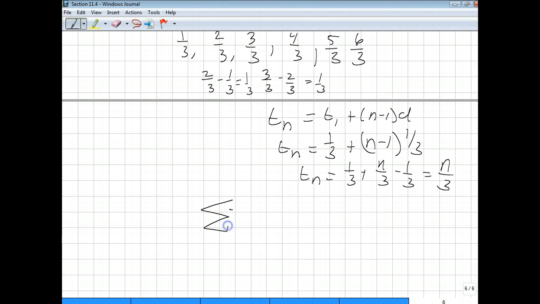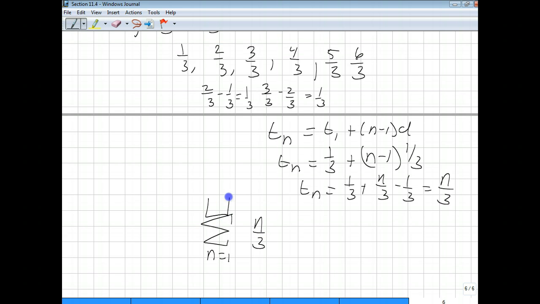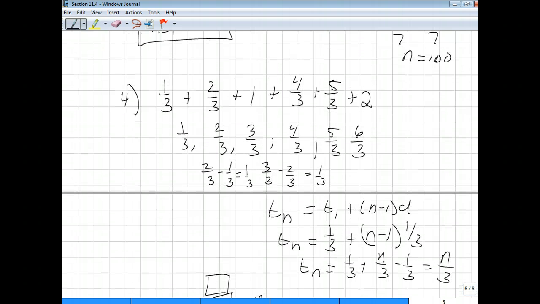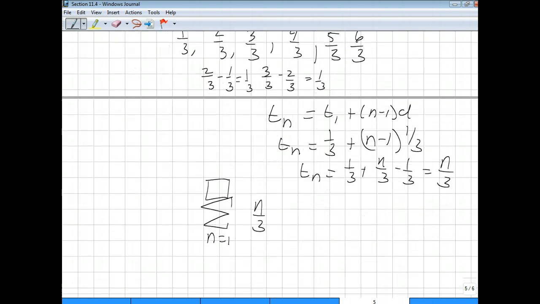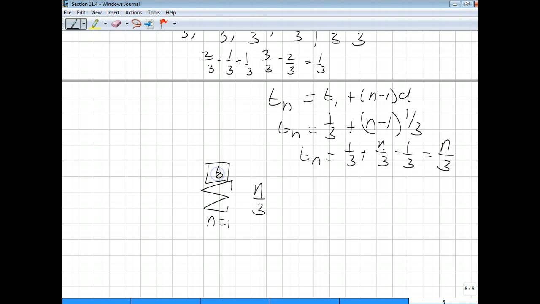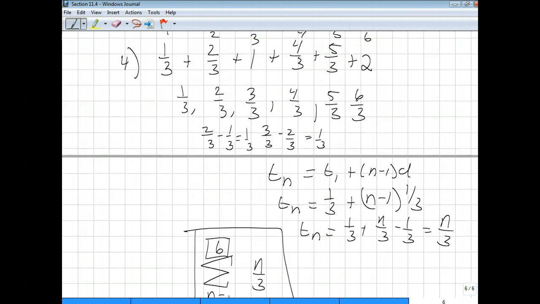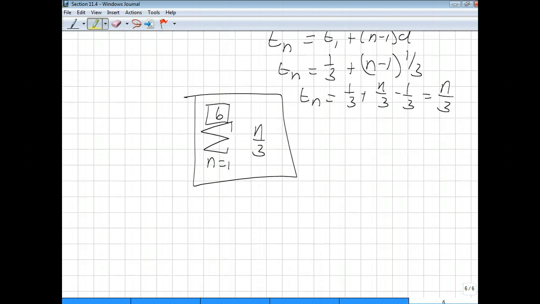So we have the sum from n equals 1 of n over 3. And then what number goes up here? How many terms am I adding up? Well, here's 1, 2, 3, 4, 5, 6. So 2 is the 6th term. So the number that goes here is 6. So this is the summation notation for this series. Okay? And let's just do one more example.